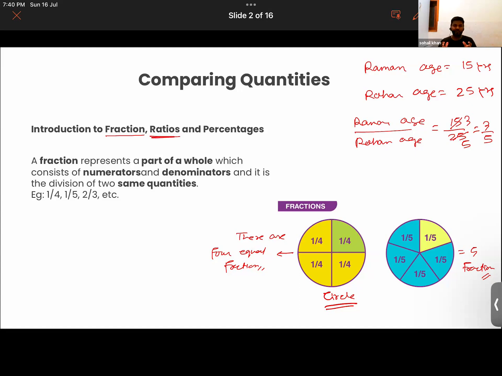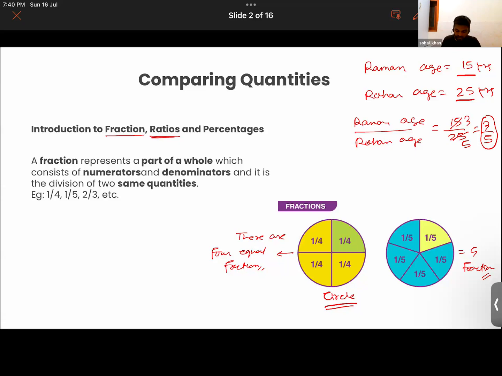If you have got two different quantities, how do we compare them? For example, here we have the ages of Raman and Rohan, whose ages are given respectively as 15 years and 25 years. They can be compared by simply dividing. Then you will get 3 upon 5. So we are getting a ratio here between the age of Raman and Rohan, a ratio of 3:5.